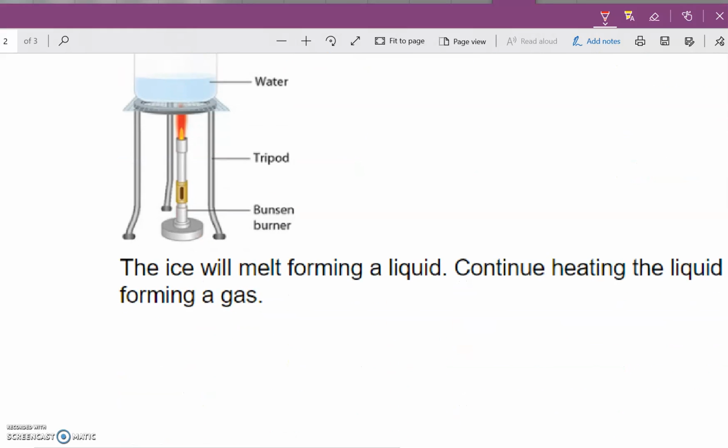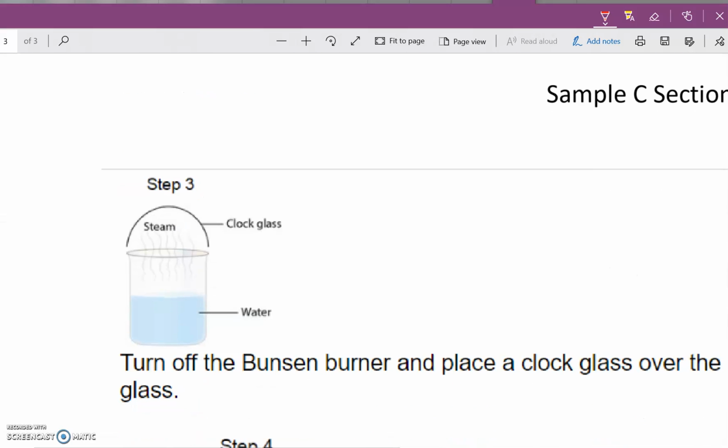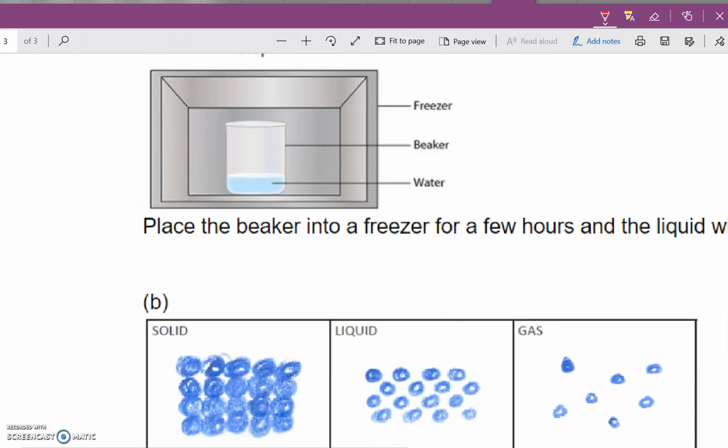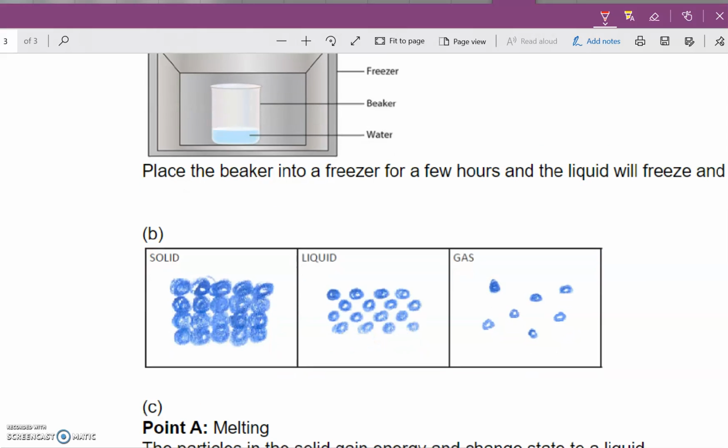And then if you continue on to heat the water, that will eventually turn into steam. And if you put a clock glass or something over the steam to hit it and condense back into liquid water, that will show evaporation of the steam and actually then shows condensing. Then you could take your beaker of water, put it back into the freezer, and you could show freezing if you wished.